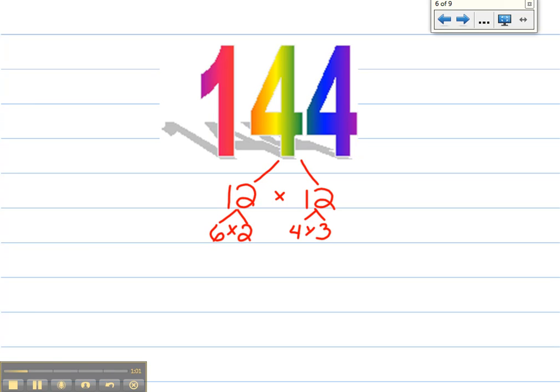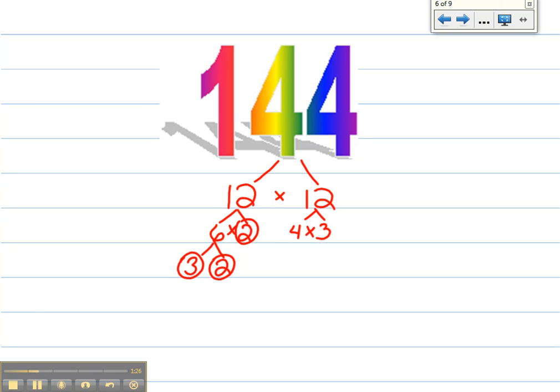You can make them both the same or you can make them different, as long as they multiply to equal 12. You'll end up with the same result. Now I need to look at my 6 and my 2. I know that 2 is a prime number, so I'm going to circle 2. But 6, however, is not prime. It's composite. So I'm going to split 6 into 3 and 2. I'm going to circle my 3 and 2 because they are both prime.